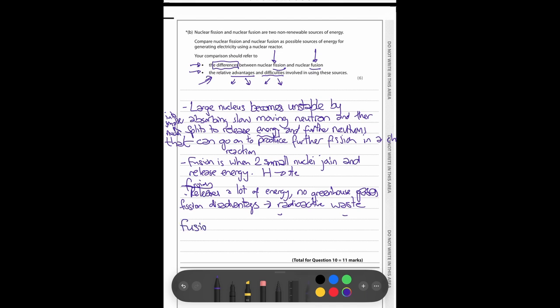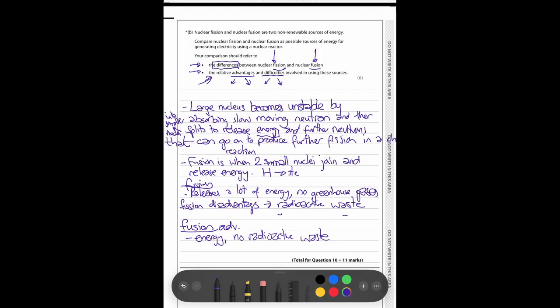The last thing is going to be the advantages and disadvantages of fusion. Well, the advantages of fusion, again, it's going to release a lot of energy. So I'll just abbreviate that to energy there. Release a lot of energy. It releases even more than fission. There's just loads and loads of energy that it's going to release. Not only are there no greenhouse gases, but there's actually no radioactive waste at all.